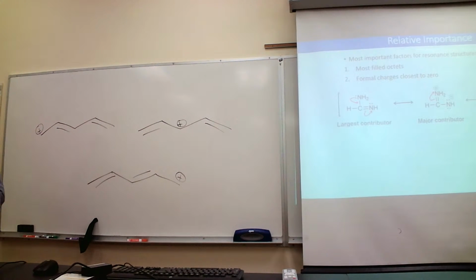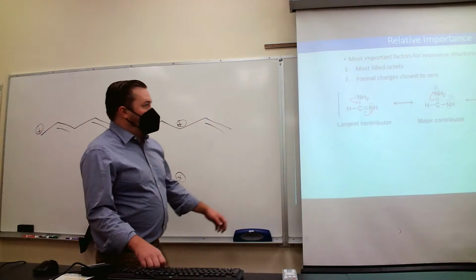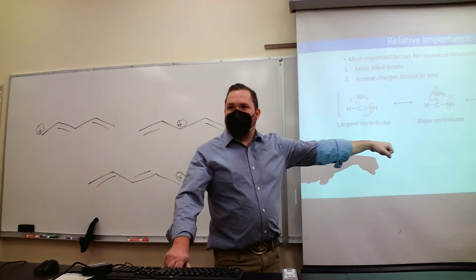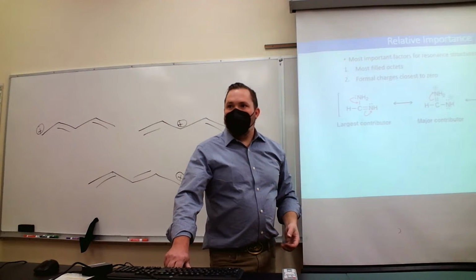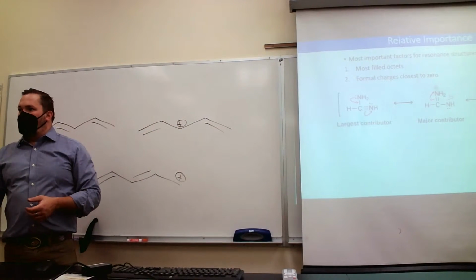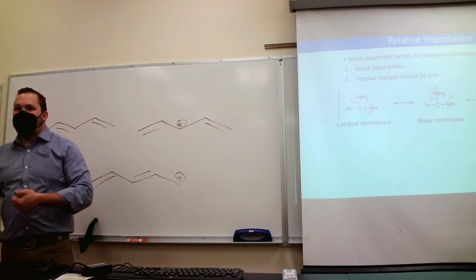For these types of problems, we're always just going to be ranking them, basically from most stable to least stable. We just reframe it in the context of largest contributor, major, minor, or insignificant. And usually I will just have you rank them like 1, 2, 3, 4. 1 is the most significant, 4 is the least.